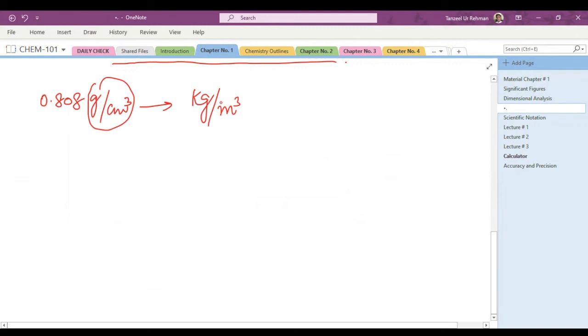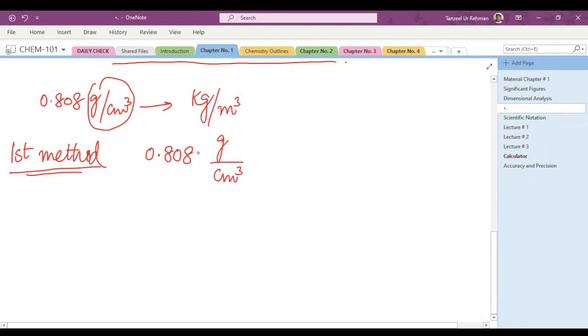Okay students, now here we have two methods. First method, direct conversion: if we know the direct conversion factor, then we can easily convert. And the second method is step by step. Let's discuss the step by step method first. What is this method? In the steps method, not the direct method, for 0.808, we change gram to kilogram and then centimeter cube to meter cube.